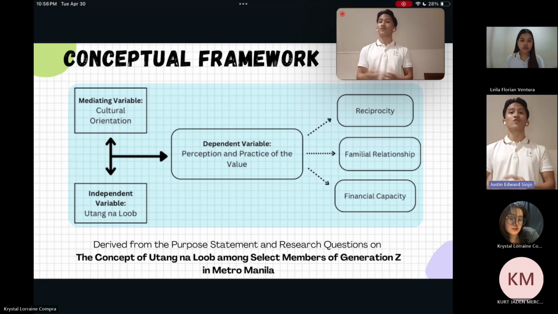Now, firstly, reciprocity, because not all Gen Zs and millennials believe that what was given to them must be given back in full, which is related to the second theme, which is familial relationship. This would mean that whether Gen Zs and millennials are close to their families can influence whether they reciprocate the utang na loob. And finally, the financial capacity, which would entail whether they have the resources or the wealth to be able to give back what was given unto them.